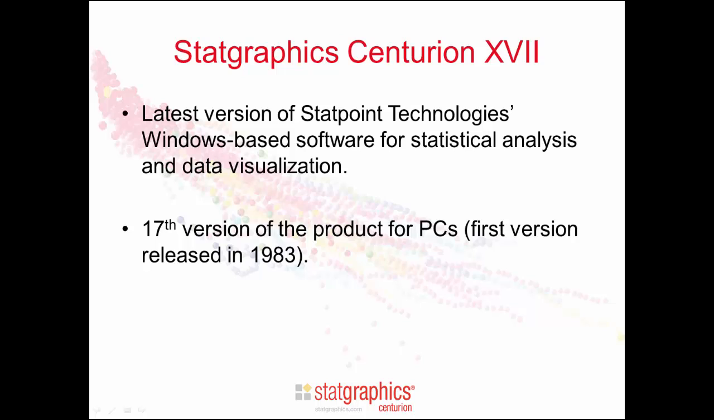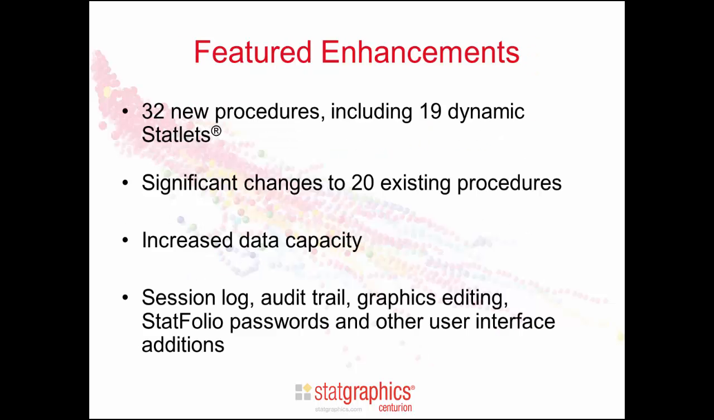Version 17 is the latest version of StatPoint Technologies' Windows-based software for statistical analysis and data visualization. It's the 17th version of the product we've produced for PCs, the first version being released in 1983. Version 17 is a major upgrade, featuring 32 new statistical procedures and significant changes to 20 existing procedures.